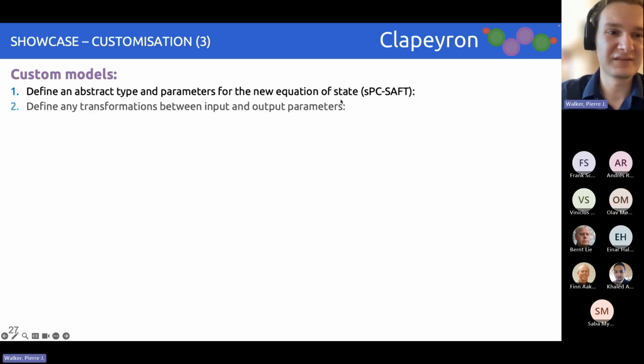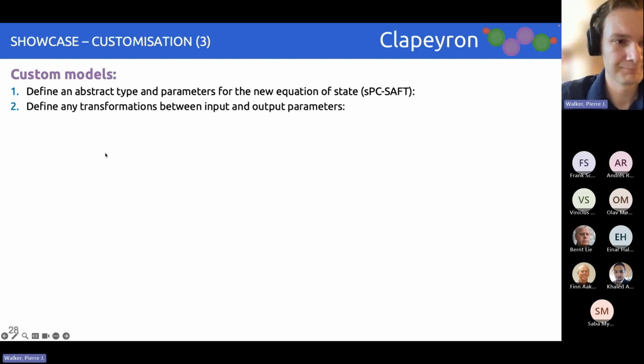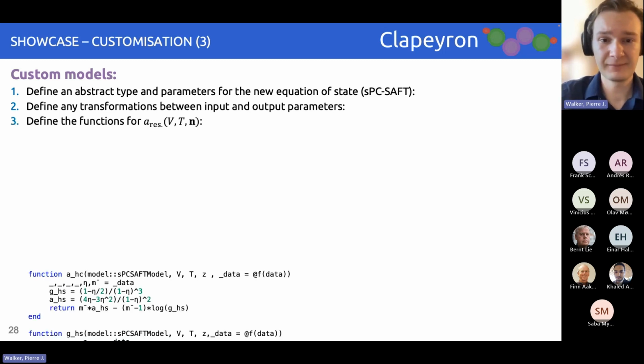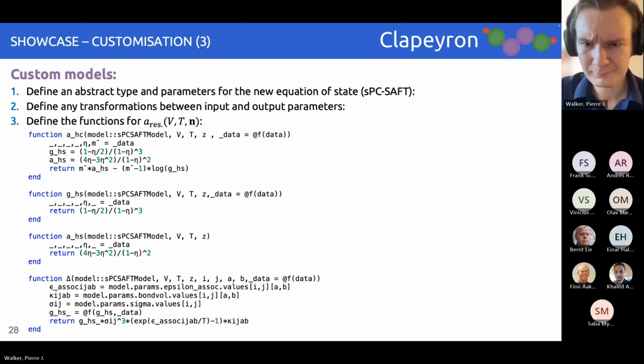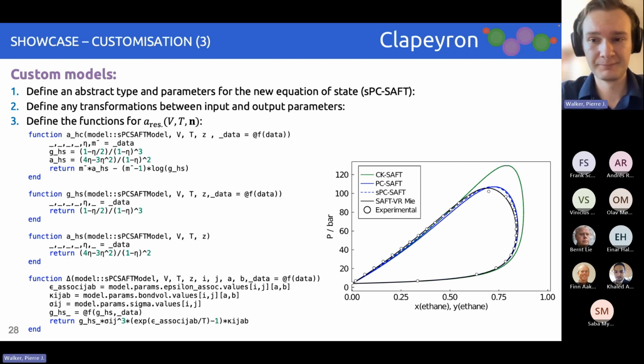After this, users will only need to define the model's references, the location of their parameters, and any transformation that those parameters might need to be used in the equation of state. From here on, users will just need to define the expression for residual Helmholtz energy, and thanks to automatic differentiation, the rest of the derivatives are handled internally within Clapeyron. Now, so long as everything has been done correctly, the model will instantly be compatible with all our solvers within Clapeyron.